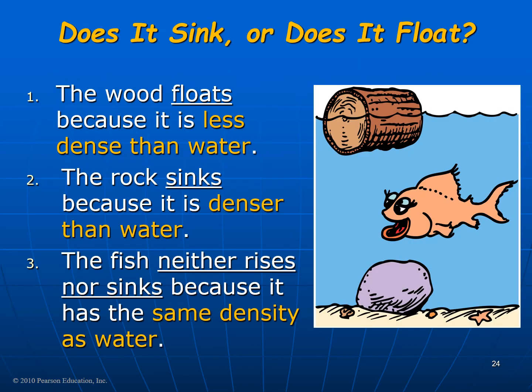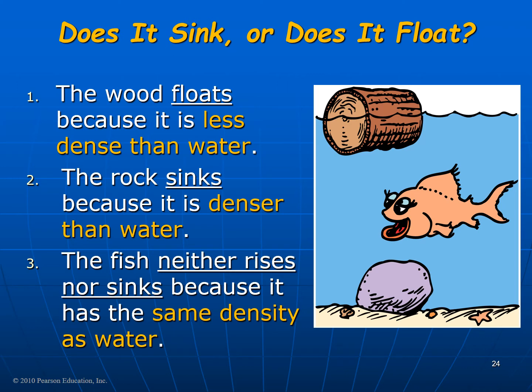This slide summarizes the rules for whether it sinks or floats. We have wood, we have stone or rock, and we have fish. What are the differences between all these? The density of the wood is less than the density of the fish, and the density of the fish is less than the density of the rock.